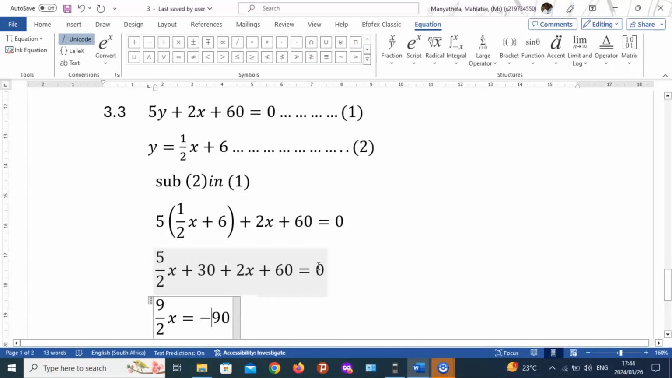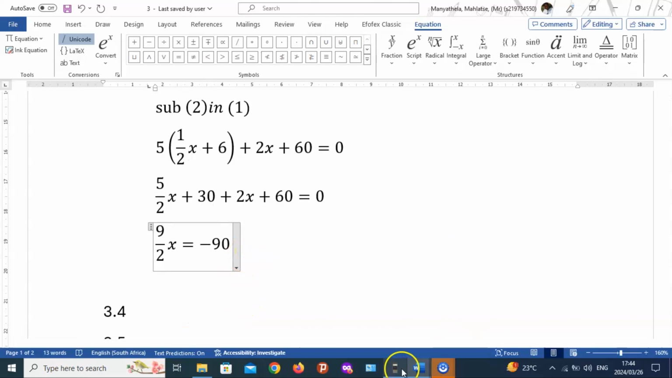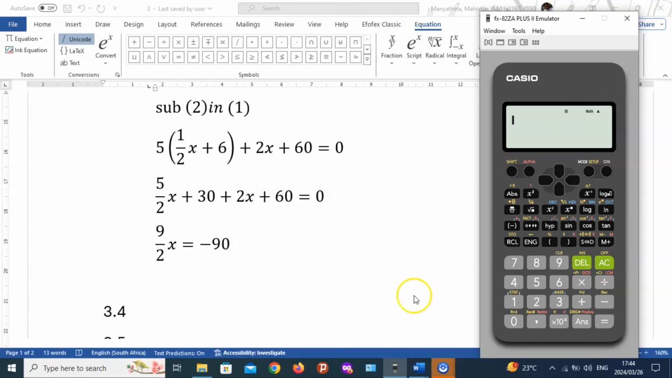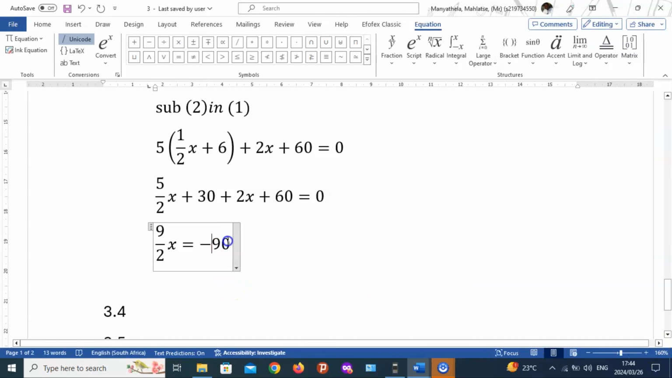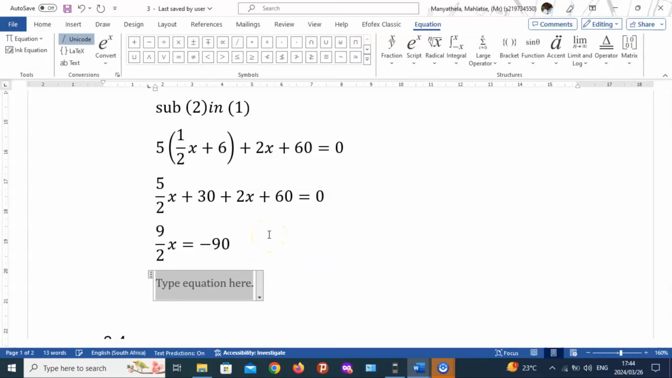Then from here I will divide throughout by 9 over 2. So we have negative 90 divided by 9 all over 2, which gives us negative 20. So the value of x will be equal to negative 20.